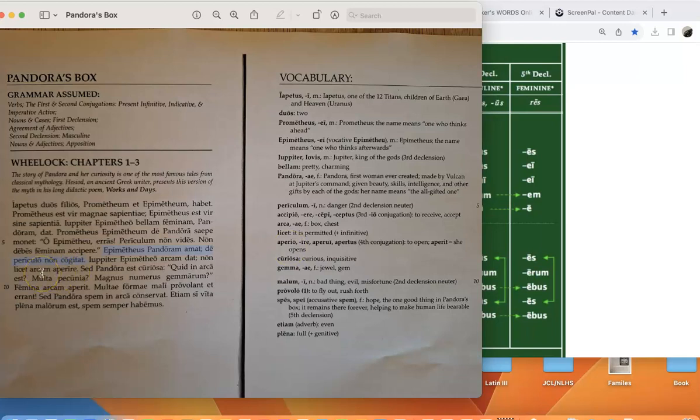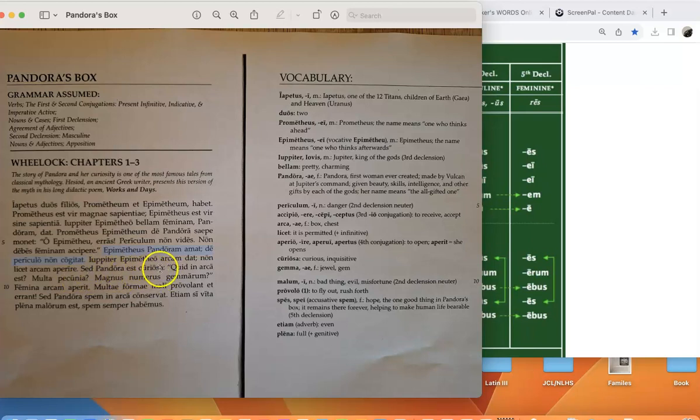And then arcam tells us it's the direct object. So it's the object that is not permitted to be opened. So remember, the infinitive is just to, so to open. So he is not permitted to open the box. But Pandora is curious. Pandora es curiosa.